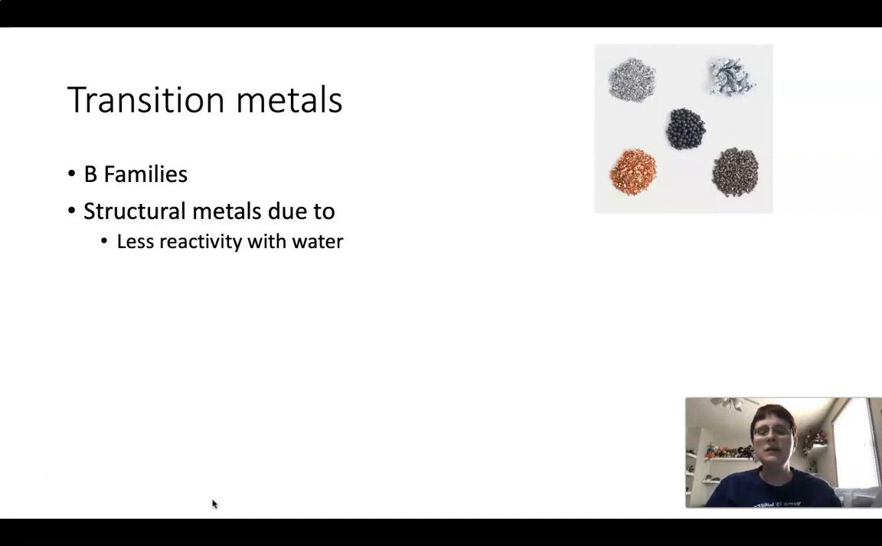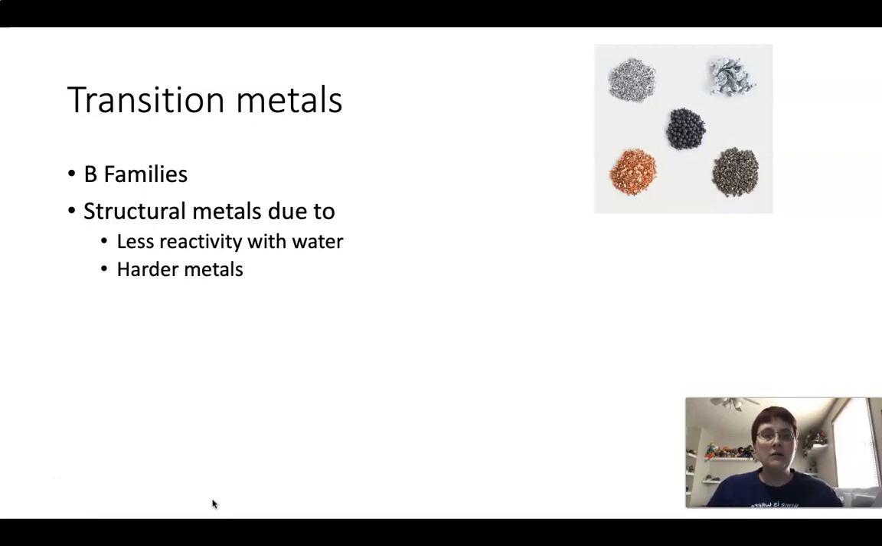And the reason why these are our structural metals, the ones that we use for things like building, iron is in this group as well, is because they have lower reactivity with water. So unlike the alkali metals and the alkaline earth metals, those guys do react with water. They like to react with it and bind with things like oxygen. These structural metals have very little reactivity with water. So they work really well as building materials.